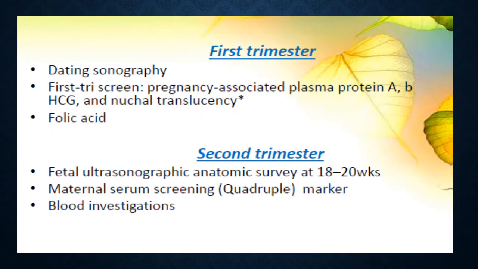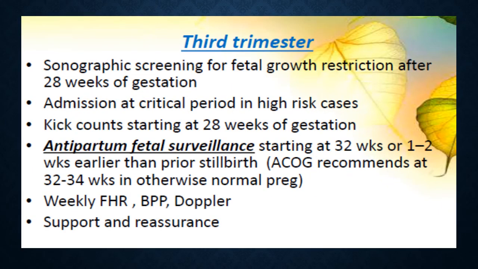Then, during the first trimester, you have to give very precise dating sonographically. First trimester pregnancy-associated plasma protein A, beta-HCG, and nuchal translucency are the soft markers for any anomaly. And also you have to give folic acid to prevent anomalies. In the second trimester, you have to do a fetal ultrasonographic anatomy survey at 18 to 20 weeks, maternal serum screening, the quadruple markers, and also the blood investigations for diseases that can be present.